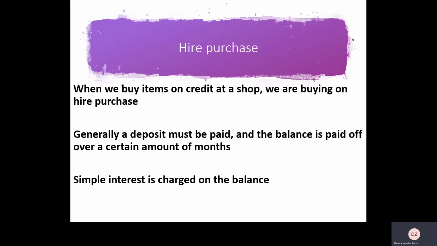So, writing a quick note, not writing everything, you would write: hire purchase, buying items on credit at a shop, deposit paid, balance on credit, simple interest. Hire purchase: items bought on credit at a shop, deposit must be paid, balance is paid off, and simple interest is charged. Quick note, please.